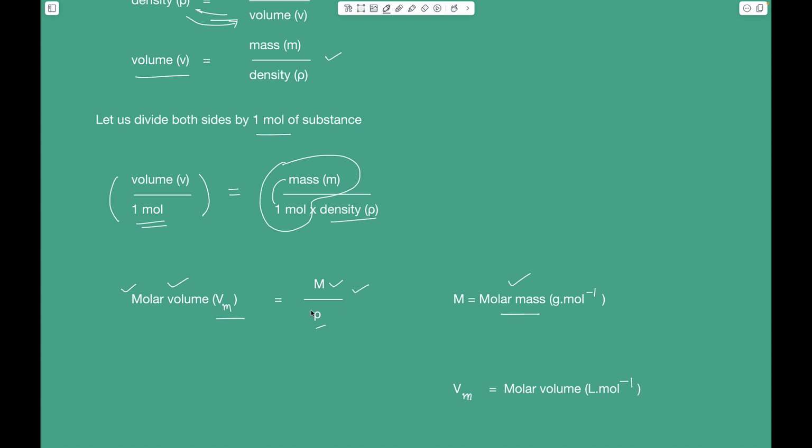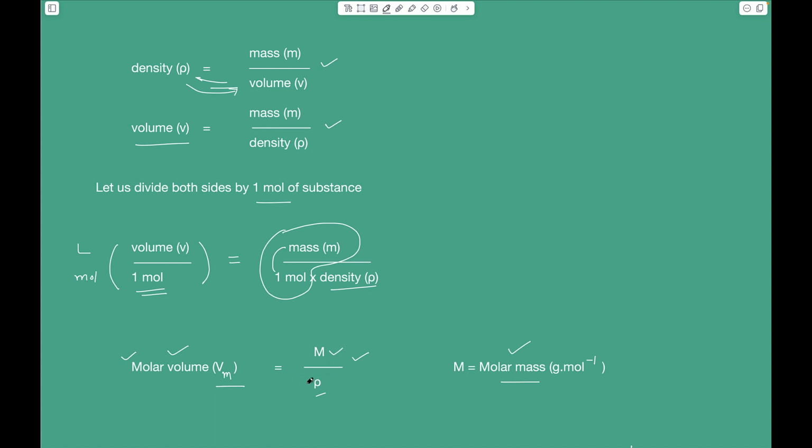Now what are the units of molar volume? If volume is expressed in liters, we have capital L in the numerator, and in the denominator we have the unit mole. So molar volume has the unit liter per mole. See, this is no rocket science. If the volume of a substance is its mass over its density, then molar volume is its molar mass over its density. As simple as that.